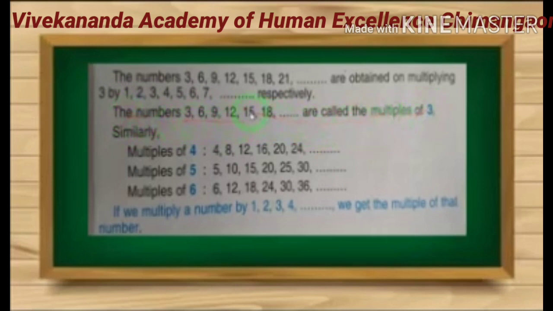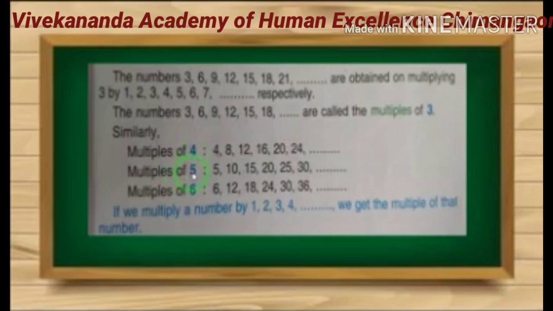Okay, so what do we call them? We call them multiples of 3. Similarly, multiples of 4. 4 ones are, 4 twos are, 4 threes are, 4 fours are, 4 fives are, 4 sixes are and so on. When we multiply 4 by 1, 2, 3, 4, 5 and so on, we get numbers in sequence. We call them multiples of 4.